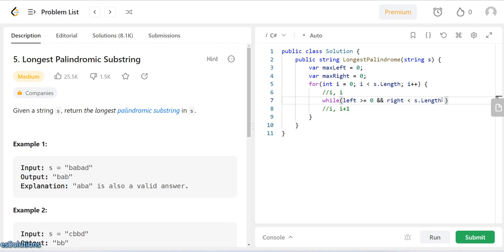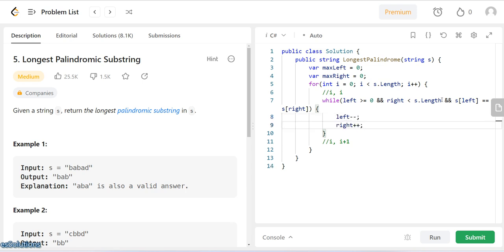Now we want to keep going as far as what is on the left is equal to what is on the right. That's as far as we want to continue. So we keep going as long as what is on the left is the same as what is on the right. And when it is the same, on the left you want to go backwards, and on the right you want to go forward. So you're expanding it, enlarging our scope of check for the palindrome. That's basically what we're doing here.